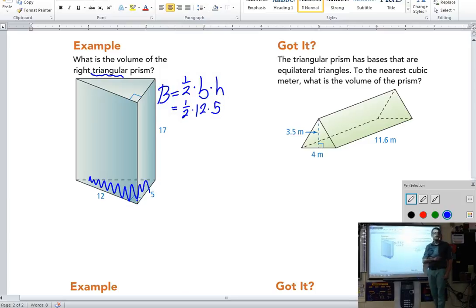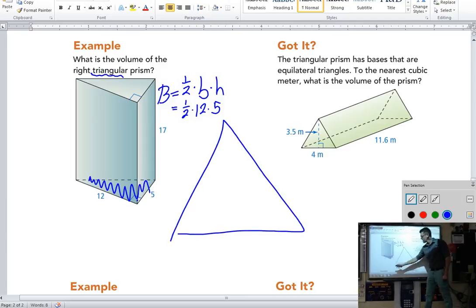Wait, how do you know the height is 5? That's the height of the triangle. So we talked yesterday about in a triangle, any triangle, regardless of how it's made, the height has to be perpendicular to the base. It's a right angle. So base, height, wherever the right angle is, that tells me that that's the base and that's the height.